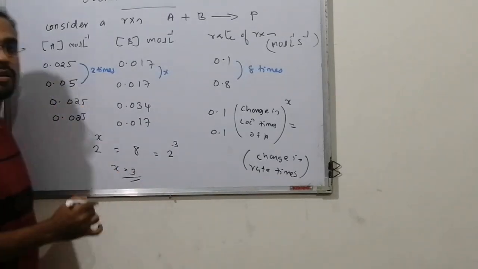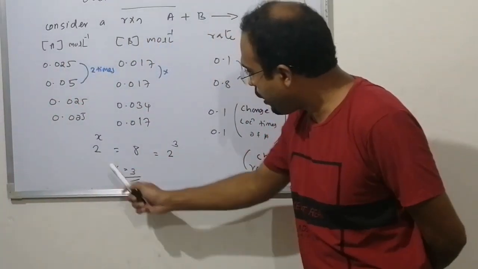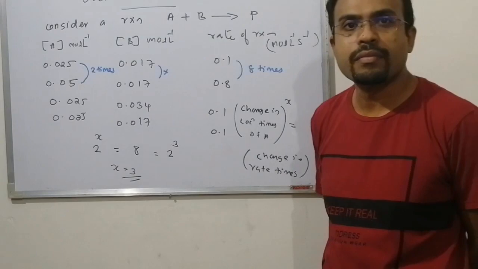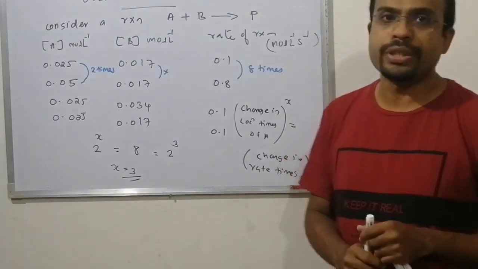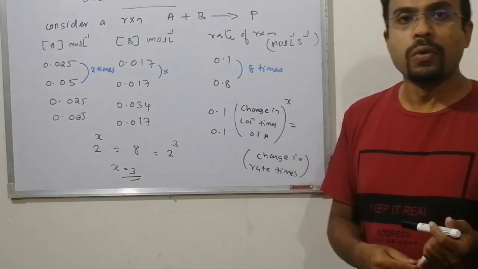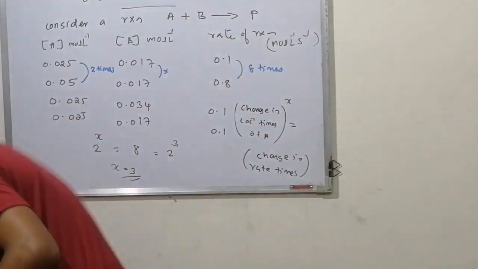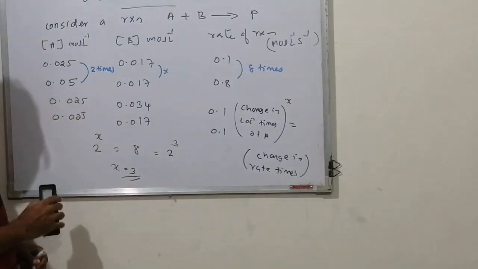Very simple. What is the order of A? 3. It's a mind calculation. Once you practice it, you do that in your mind. Okay, therefore the order of A is 3.